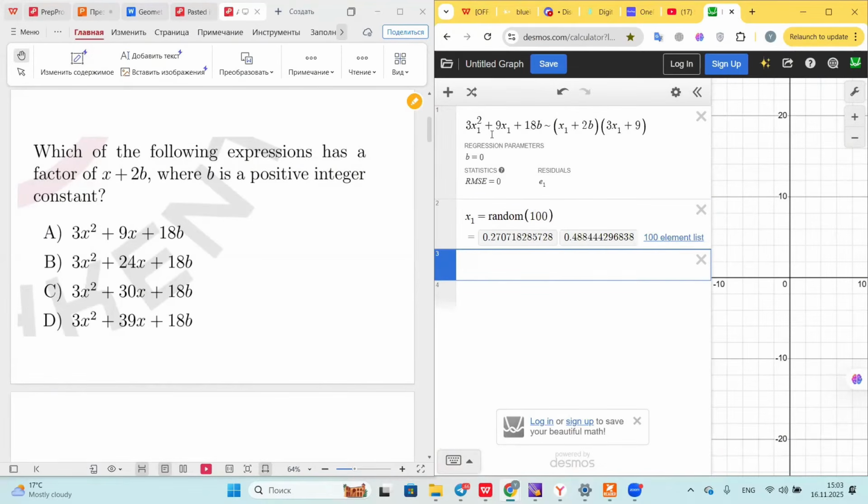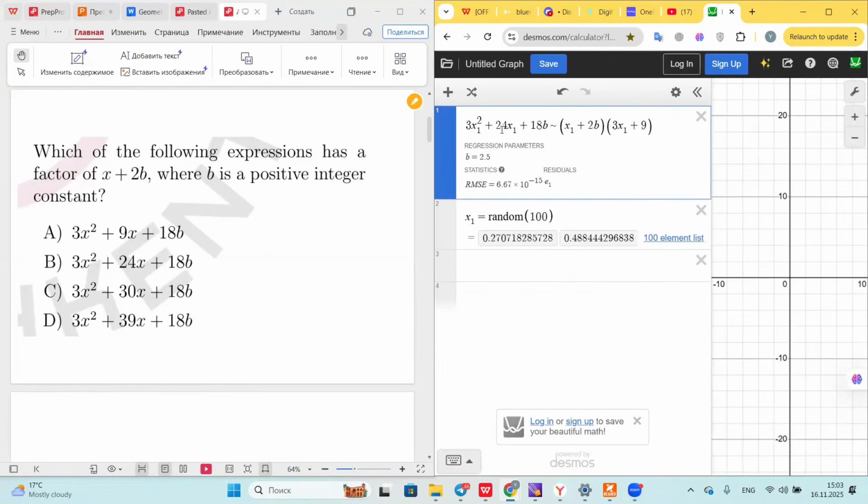Let's check, because 0 is not a positive number. Let's check the options here. It should be 24. If you take 24, it is 2.5. It is incorrect because 2.5 is not an integer. 30, it will be 3.5. It is not an integer. 39, it will be 5. It is a positive integer. That's why the correct answer to this question will be T.